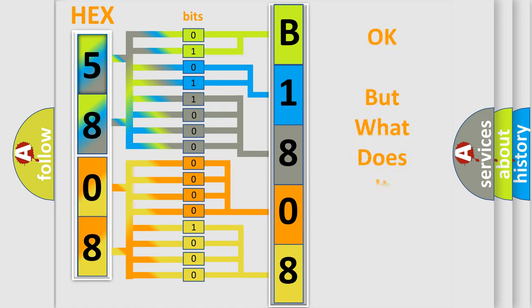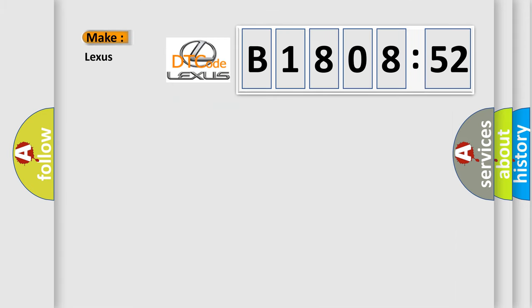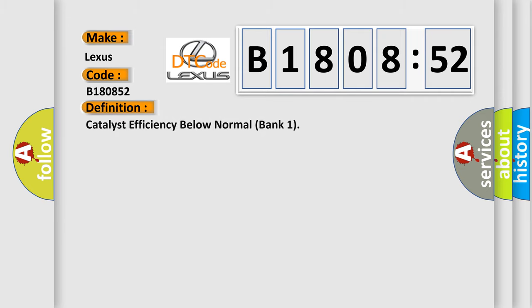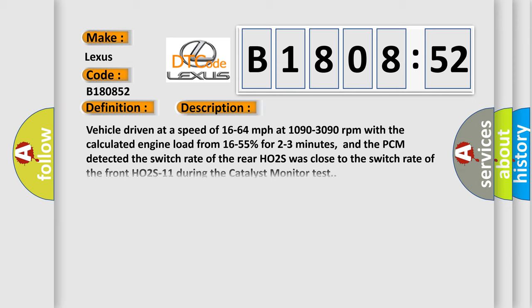The number itself does not make sense to us if we cannot assign information to what it actually expresses. So, what does the Diagnostic Trouble Code B1808-52 interpret specifically for Lexus car manufacturers? The basic definition is catalyst efficiency below normal, bank 1. And now this is a short description of this DTC code.